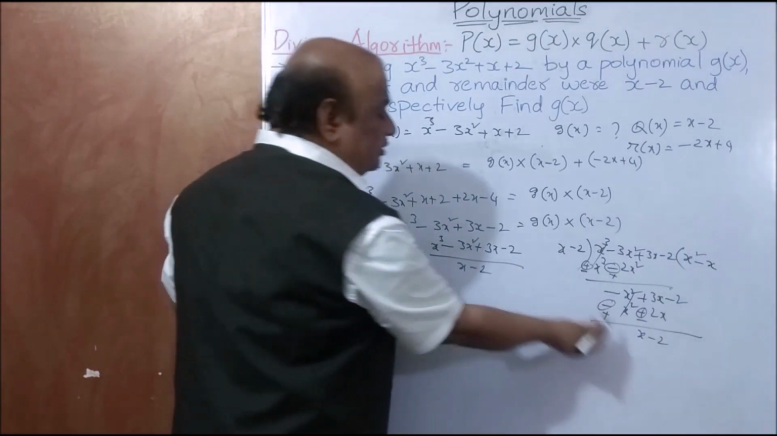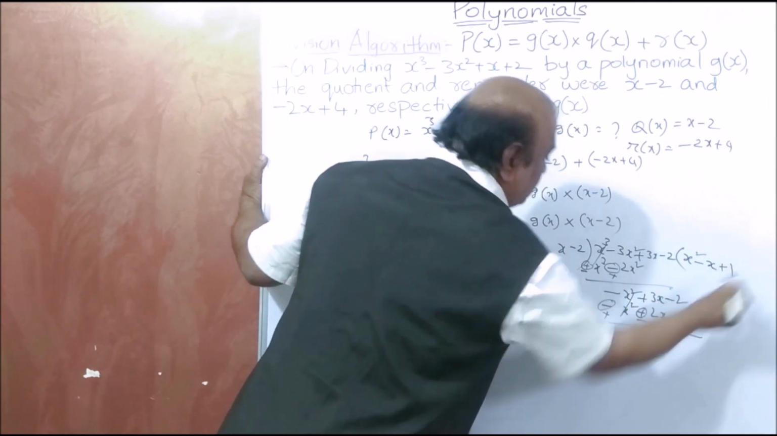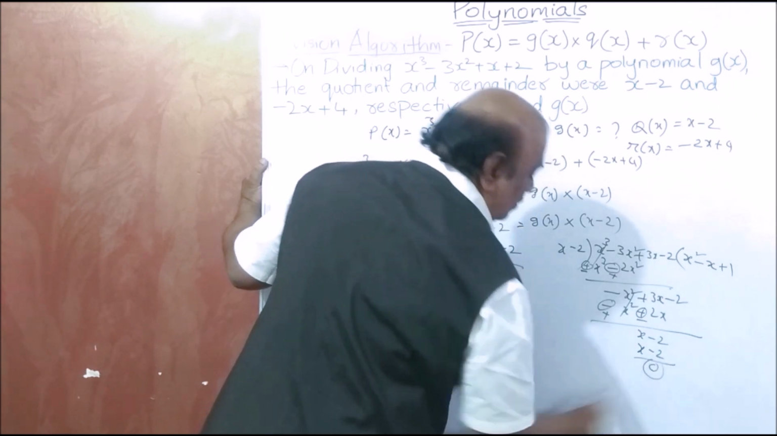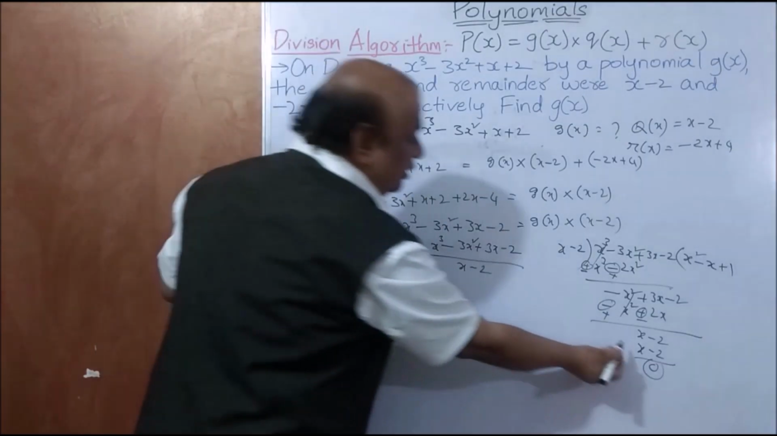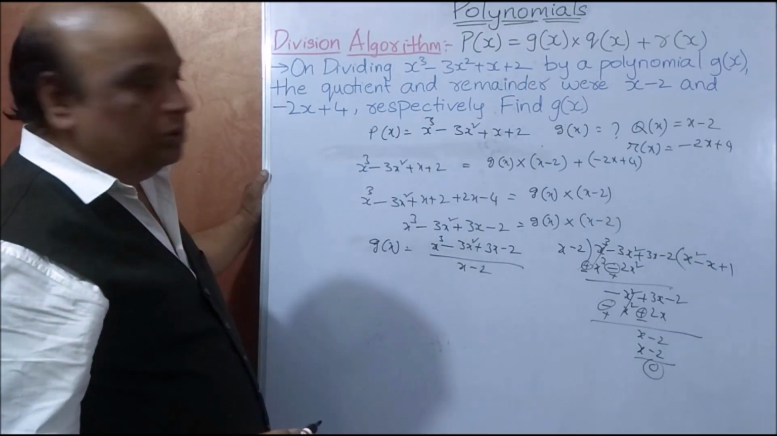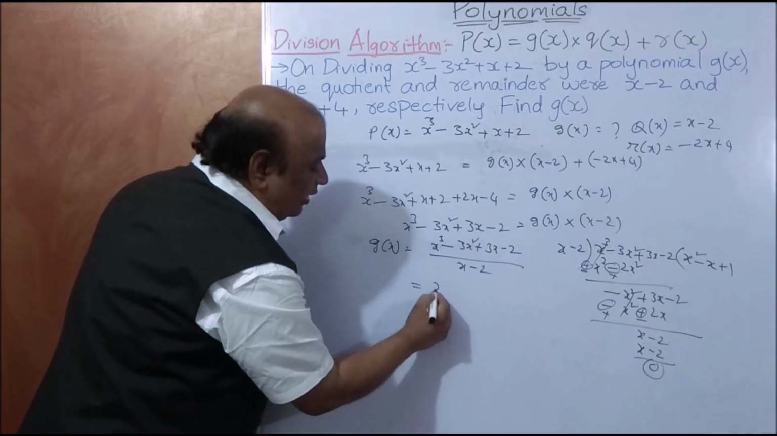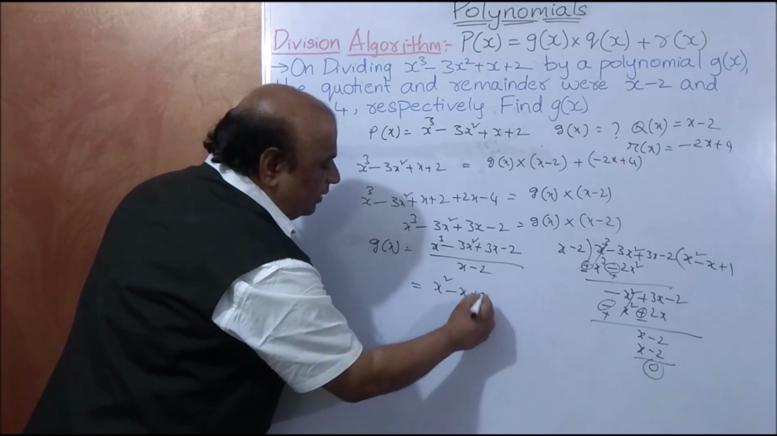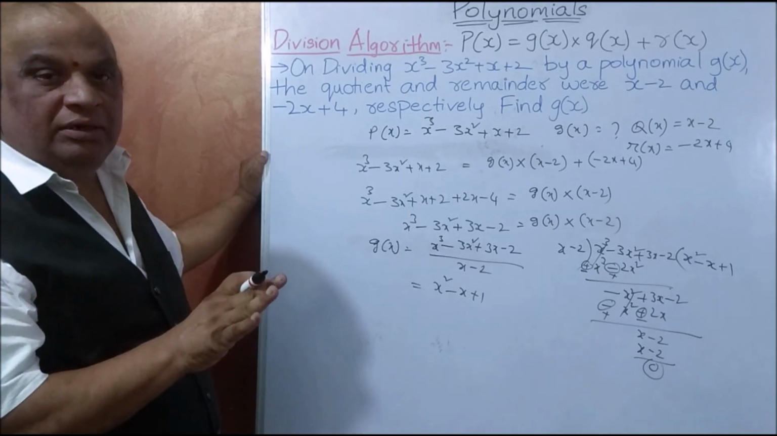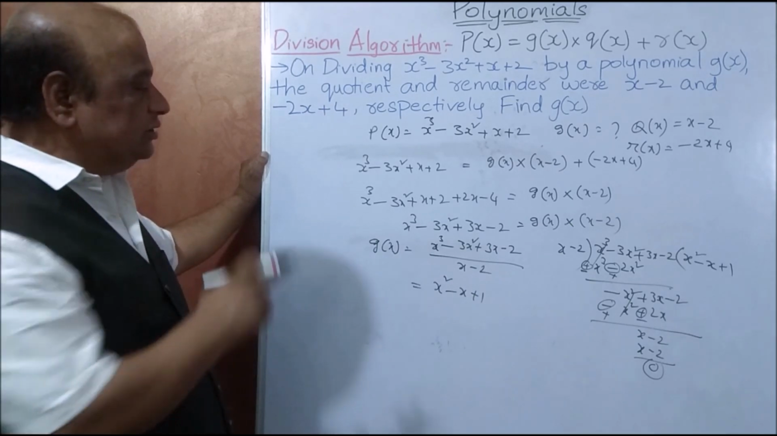Again x into how much is x? That is only one time, plus 1. So x minus 2, changing signs, minus becomes plus, they will be cancelled, remainder is 0. Now g of x is equal to x square minus x plus 1. So in some cases p of x is given, q of x is given, r of x is given. How to find g of x? This is one more model.